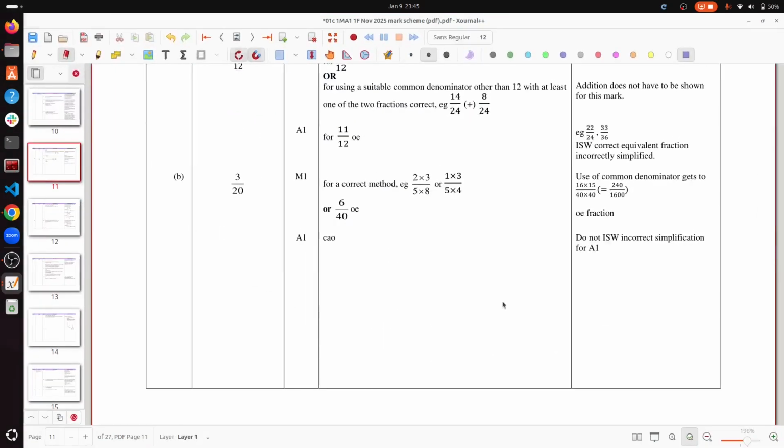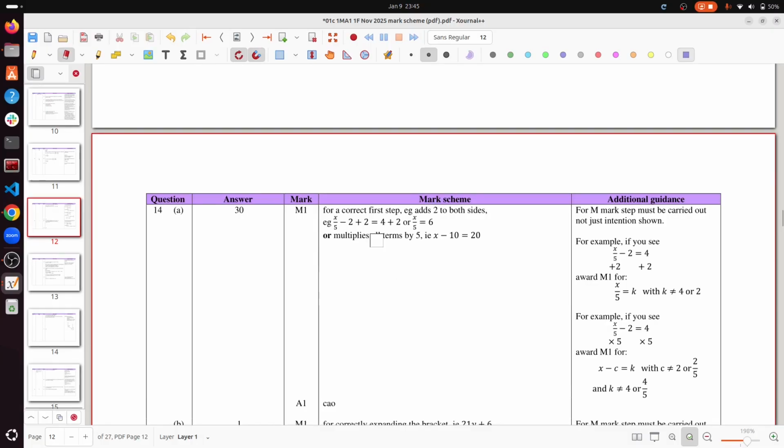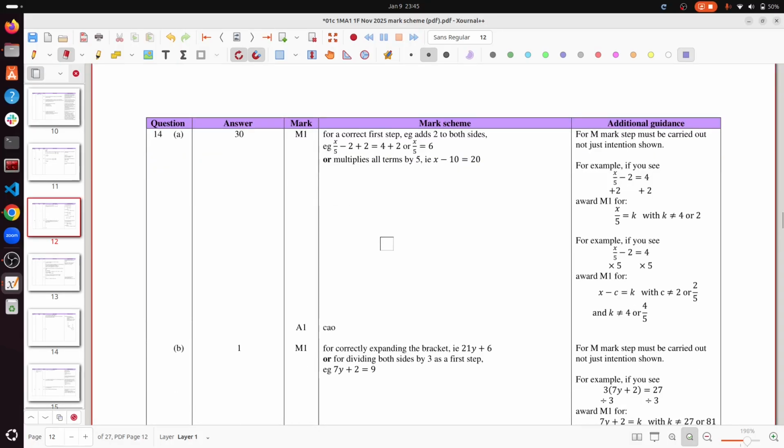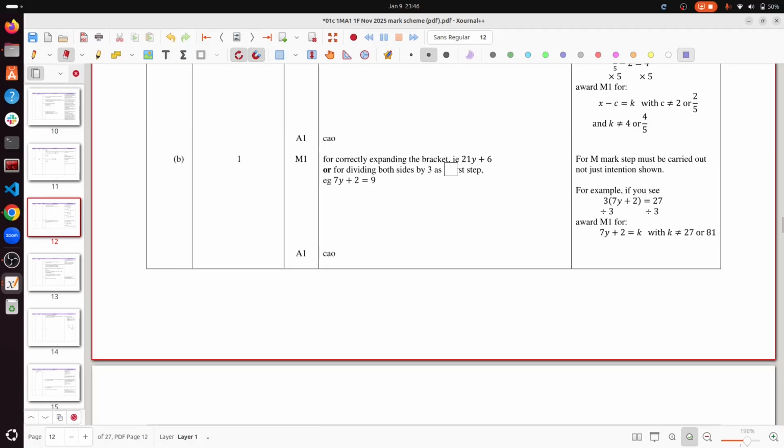Looking at the mark scheme, let's look at how the marks were given. So for a correct first step, for example, adds 2 to both sides. If you were to just do that inverse operation, you get 1 mark. Multiplies, or you clear your fractions, you get 1 mark. So either of those steps will give you 1 mark. And then working forward, you have the final answer. For correctly expanding the brackets, for the second one, you get 1 mark. For dividing both sides by 3 as the first step, either of those steps will give you 1 mark.